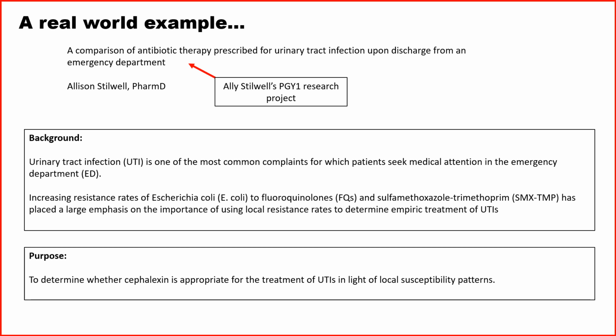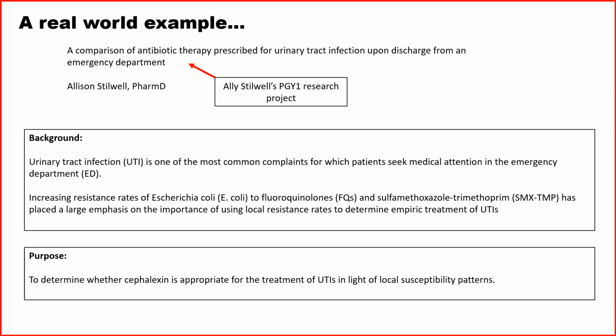So as background, urinary tract infection is one of the most common complaints for which patients seek medical attention in the emergency department. And there's increasing resistance rates of E. coli to fluoroquinolones and Bactrim, and this has placed an emphasis on the importance of using local resistance rates to determine empiric treatment of urinary tract infection.